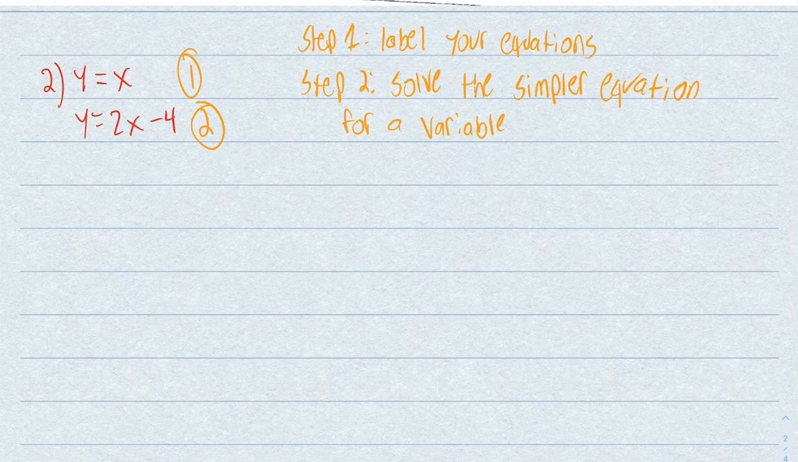We labeled our equations, equation 1, equation 2, and then we have the top equation, which is y equals x, and the bottom equation, y equals 2x minus 4. If we're doing step 2, we need to have the equations solved for a variable. This one is already solved for y. Alternatively, you could say it's solved for x. As long as it has one of the variables by itself, we're good with step number 2.